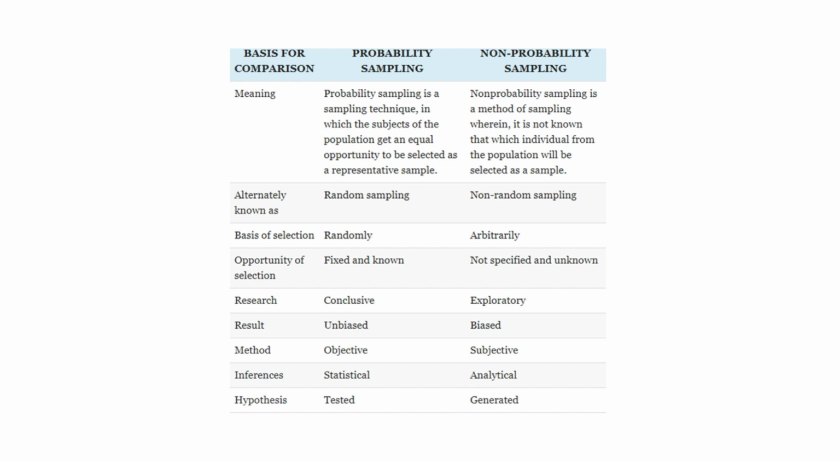Probability sampling is alternatively known as random sampling, and this is known as non-random sampling. The basis of selection is random, that is very true, and randomly you are going to select the sample if you are talking about probability sampling. But if you are talking about non-probability sampling or non-random sampling, you are arbitrarily taking the sample. The opportunity of selection is fixed and known in the former, and not specified and unknown in the latter.